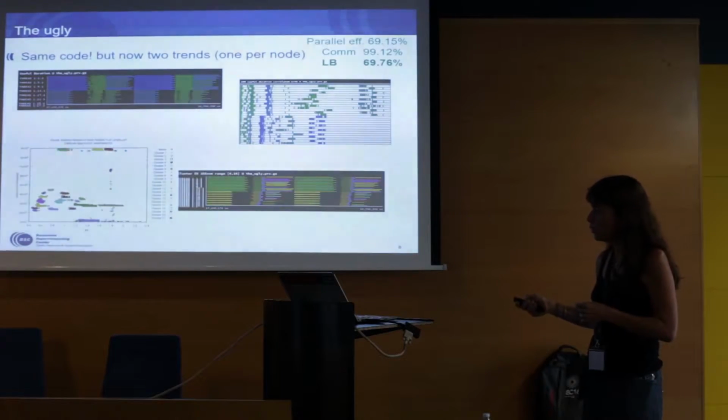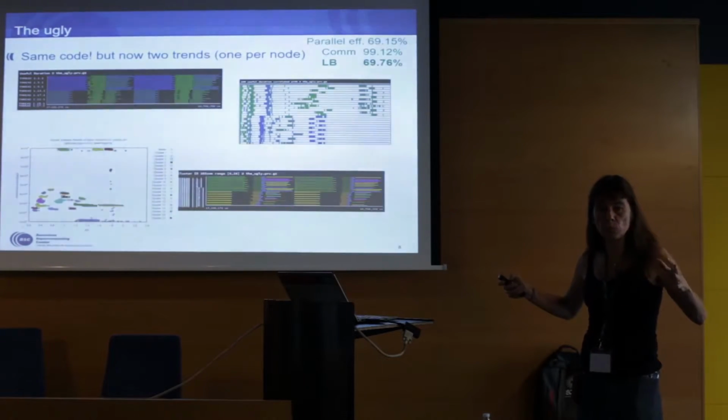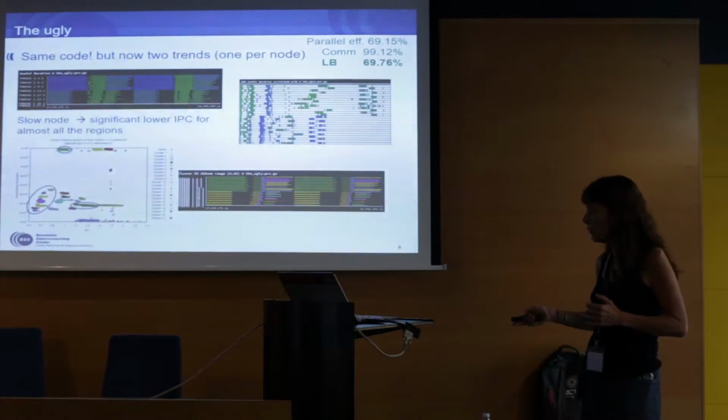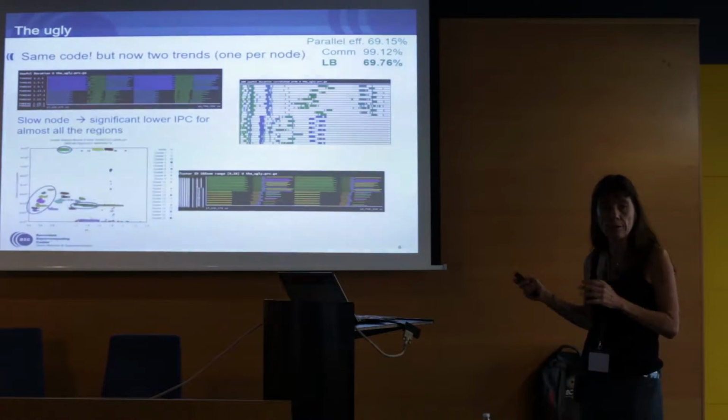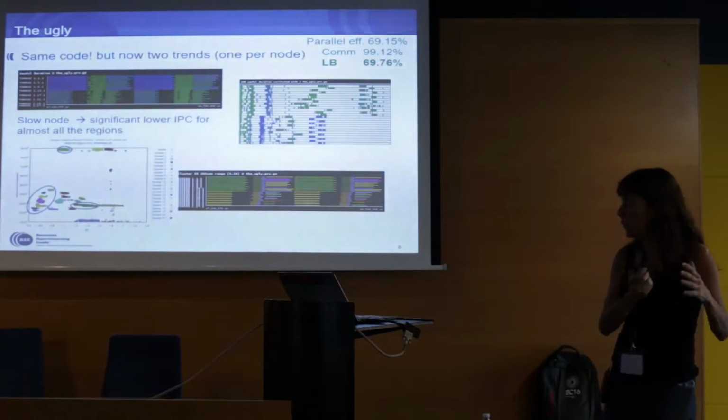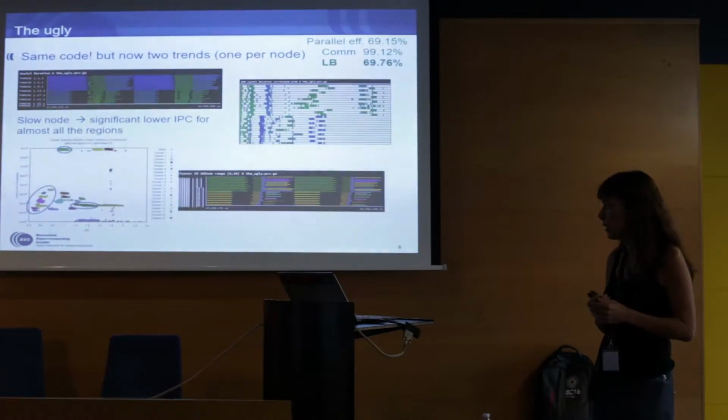And now you see the same plot, okay? And you see how everything is spread. Before it was just a short line, now it's spread in 2 trends, and in fact you can identify the slow node, where all the trends of the behavior are being moved to the left. Okay, so they have reduced the IPC, they have reduced the speed at which instructions are executed.